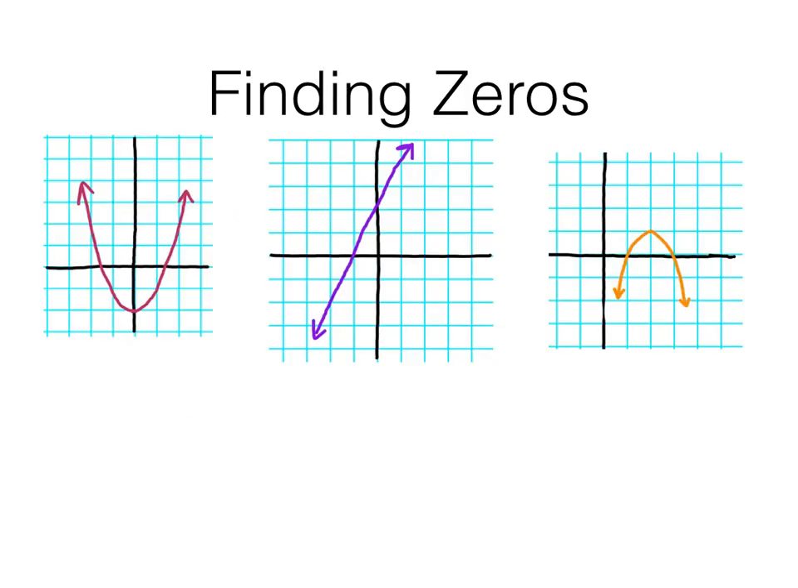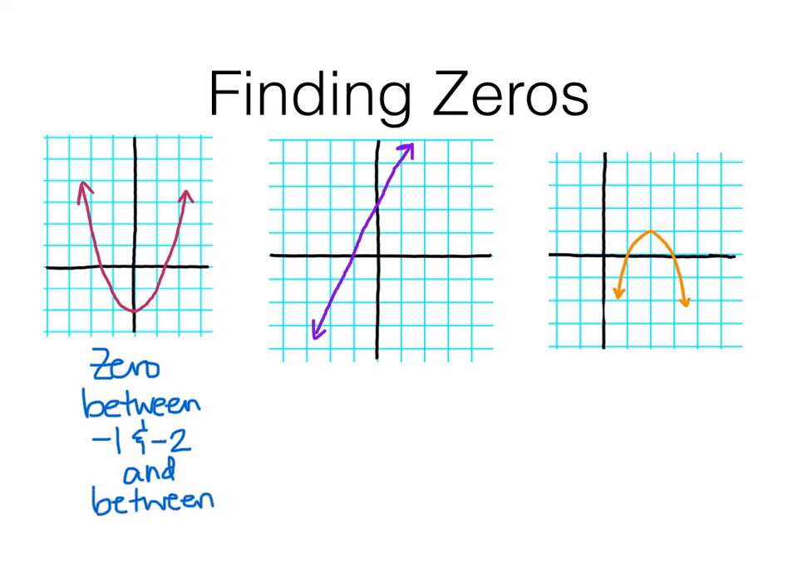Now on the first one, you can't tell me exactly what that 0 is. You'd say, oh, it's -1.5. Well, we don't know that. We don't know how specific we can be here. But we can say that this function has a 0 between -1 and -2. And another one between +1 and +2.